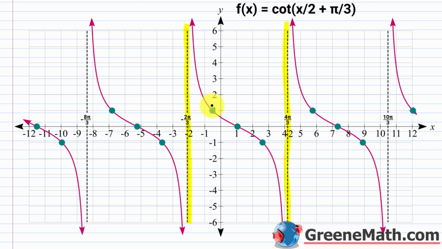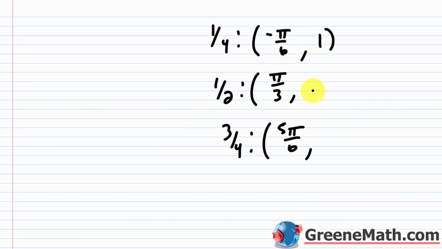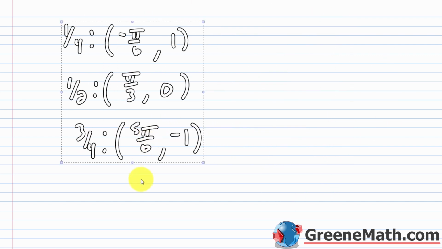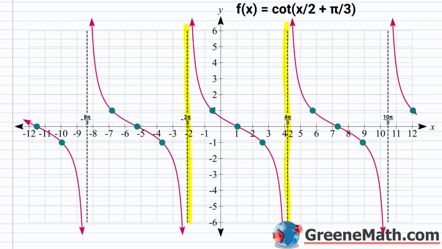So for the first quarter point, you have a y value of 1. For the midway point, you have a y value of 0. And for the 3/4 of the way point, you have a y value of -1. So let's put 1 here. Let's put 0 here. And then -1 here. So we're ready to go in terms of labeling those points. You would have -pi/6, 1. So that's going to be this first point right here. So this is -pi/6, 1.